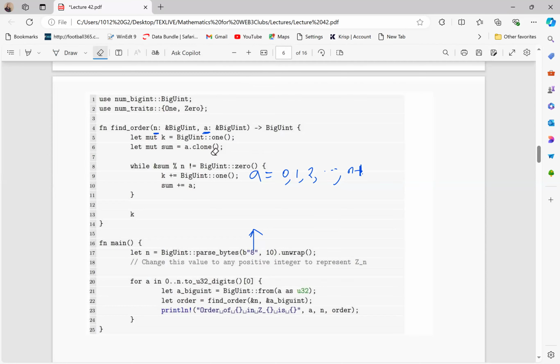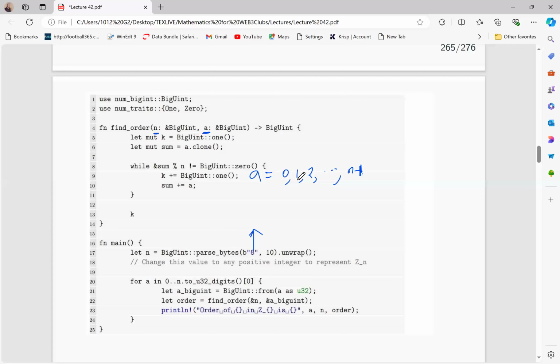So that is what A means here. Of course, it will be considering N and 0, and then finds the order of 0. And then it goes ahead and considers N and 1 when A becomes 1. And that is why I've said that A is supposed to be mutable. Because you can see A at one point be 0, at another point be 1, at another point be 2, and so on up to N minus 1.